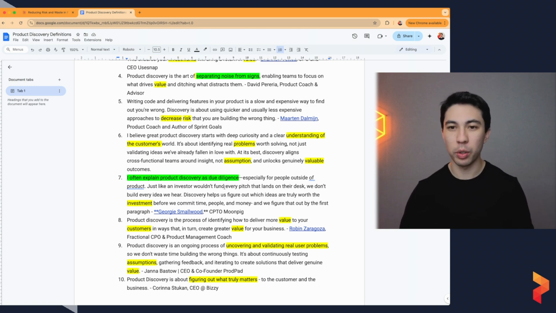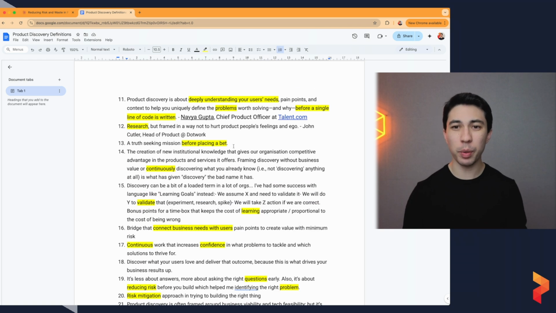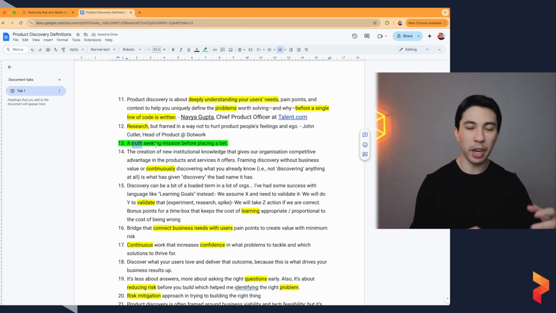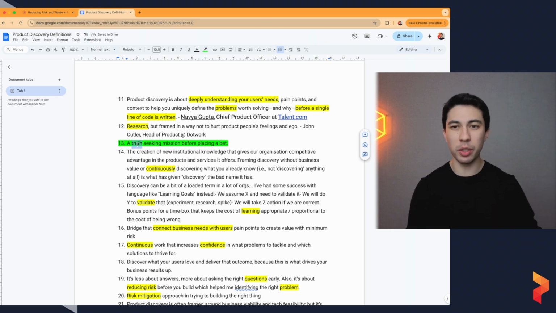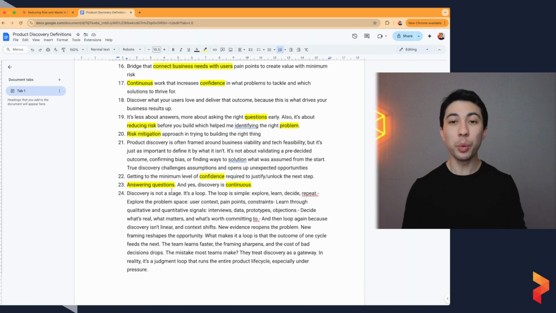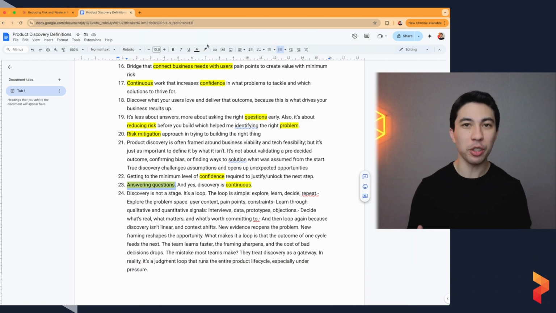Definitely worth calling out again. I also really like this one. This one came out of the comments, a truth-seeking mission before placing a bet. I definitely think that's part of it, right? Like, how do you reduce risk and uncertainty? You need to go and get some information. You seek some truth before actually going and placing that bet and executing. So that was a good one as well. It's definitely worth mentioning. There's also a few in here that talked about just answering questions.